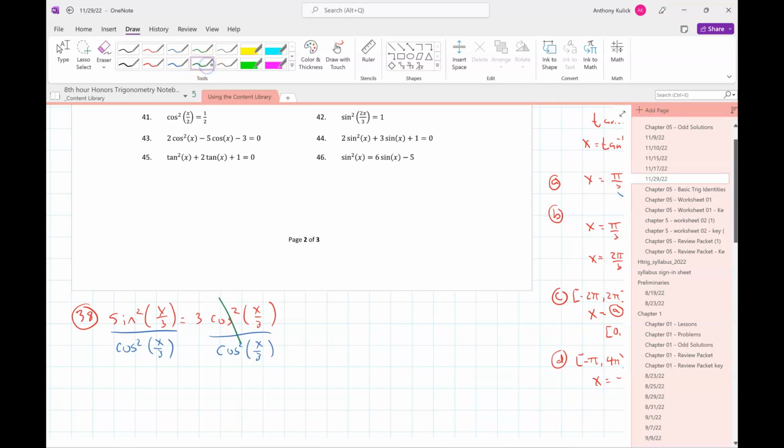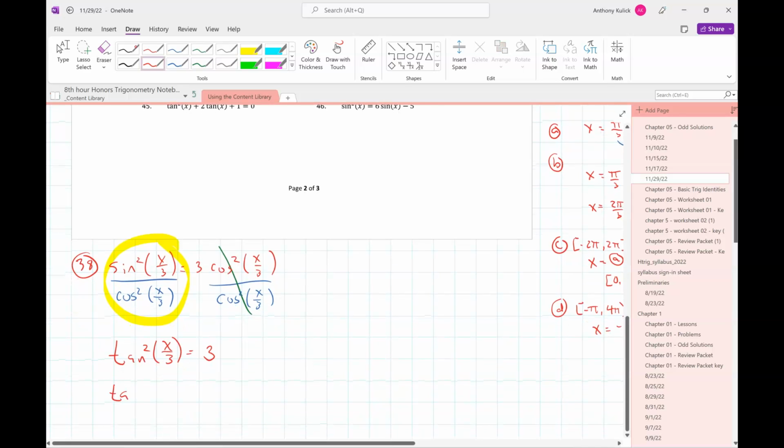Now, how many of you are going, Mr. Kulik, wait a tick, you're not supposed to be dividing by variables, right? What can happen if you divide by variables? It could be 0, right? So you might be losing solutions. Why is it okay in this case? It's tan squared. So I am taking into account that denominator being 0, because tangent is undefined in those places, so it's okay. I'm going to account for it when I do the solving.